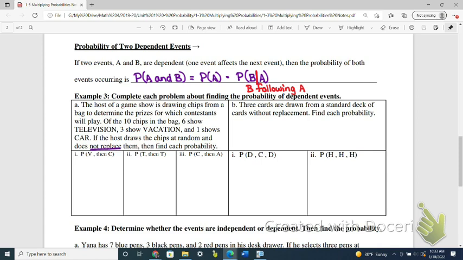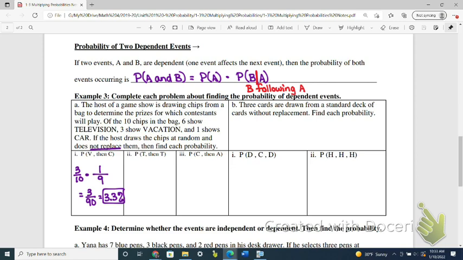So the probability of a vacation, that happens 3 out of 10 times. But now he didn't put it back, so now there's only 9 chips left to choose from. So the choice of a car is 1 out of 9. So this is 3 out of 90, which is 3.3%.